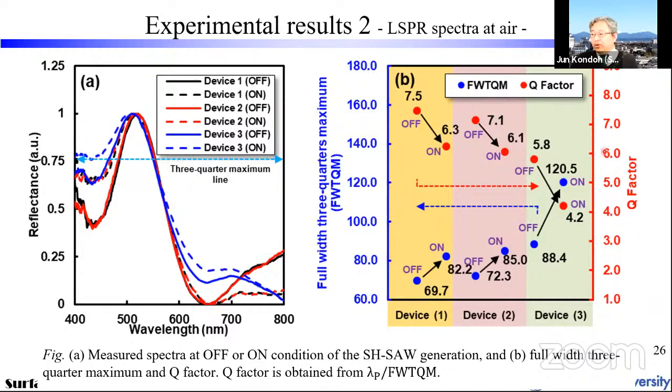And also, we obtain the Q factor. Q factor is obtained as lambda p, the peak wavelength, divided by FWTQM. And the Q factor decreases due to the SHO. And therefore, from this result, the peak shift is moved due to the SHO device, that is, the shear horizontal vibration. Therefore, tunable localized surface plasmon is realized using the SHO device.